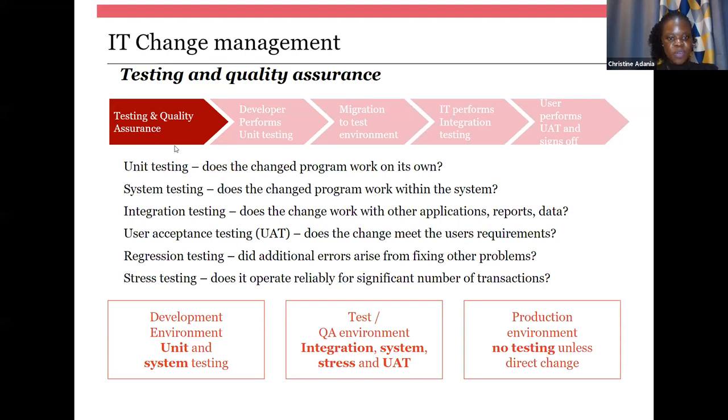Then there's testing and quality assurance. This is where all the testing comes. There's development and environment unit and system testing. You have to perform integration, system and stress testing, then user acceptance testing. Then in the production environment, there's no testing unless there's a direct change. Yeah. So if you're making direct changes, probably an emergency change, that is where testing in the live environment could come. So what do each of these testings seek to answer?